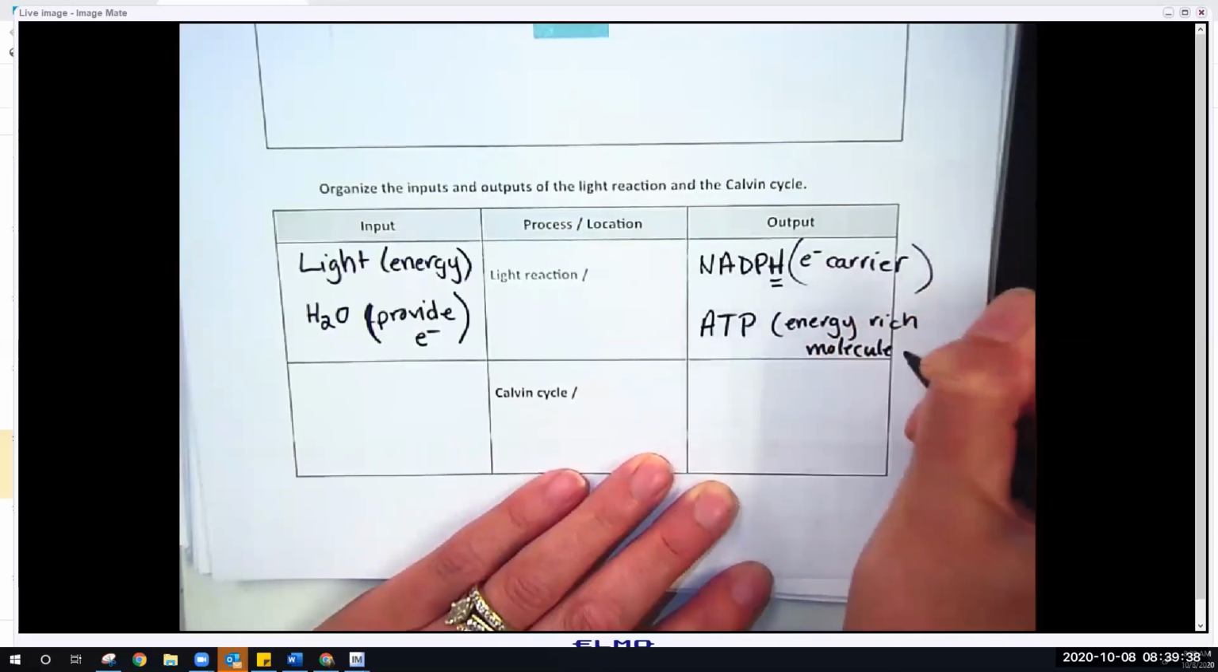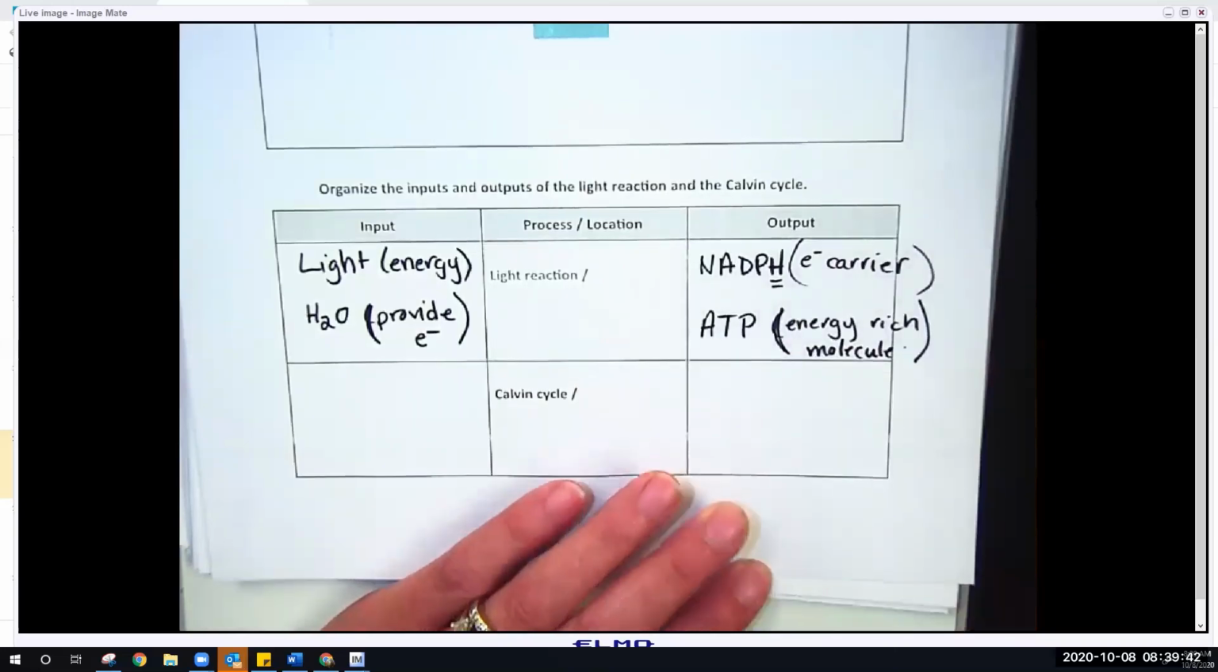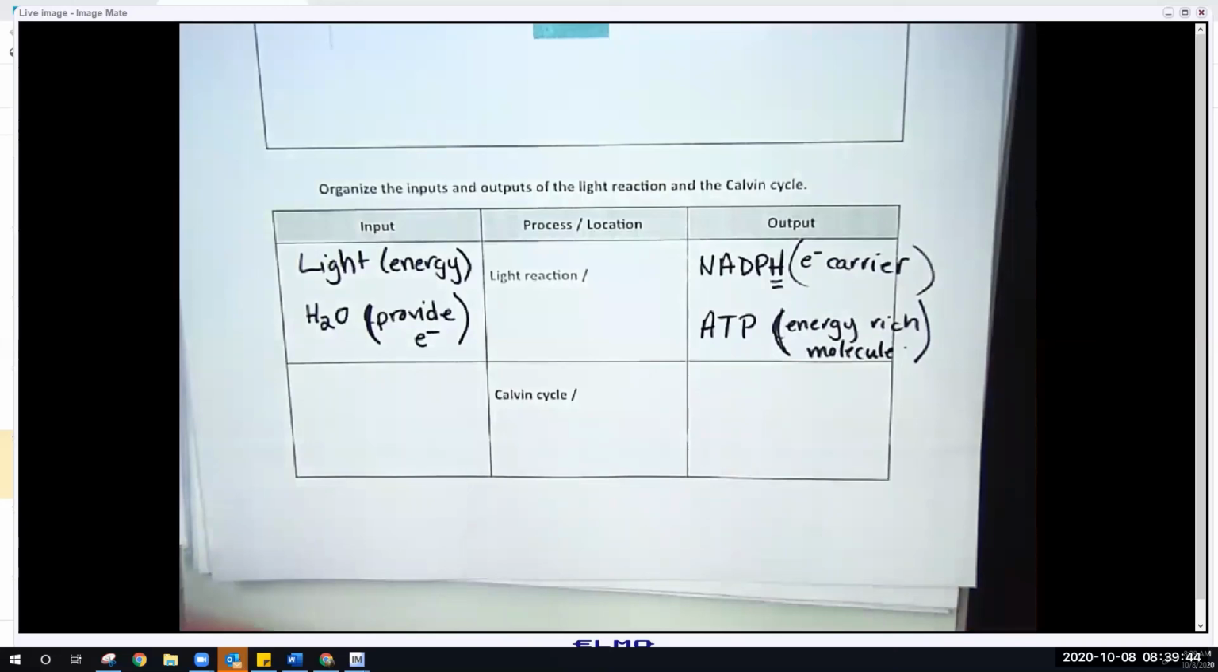It's going to make non-spontaneous reactions possible, or anabolic reactions actually possible.